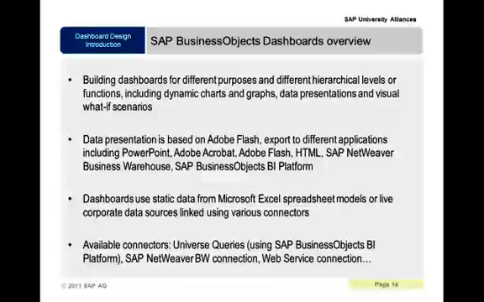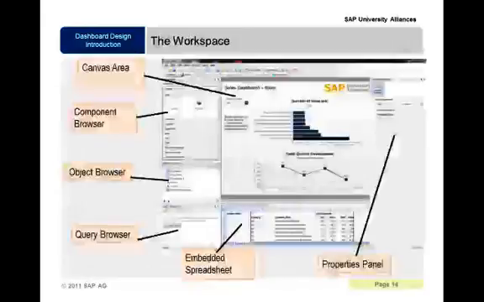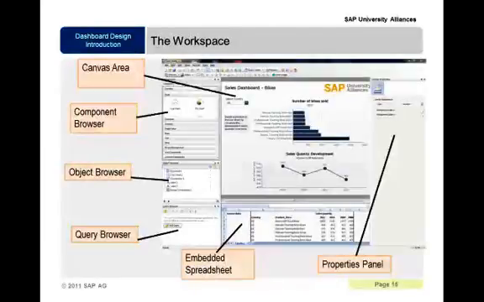For our assignment, we won't be doing that. We'll be using the basic format by embedding an Excel spreadsheet as the data source. The next slide shows the workspace of the dashboard design. It's pretty straightforward, talking about the different areas of the program, such as canvas area, a component browser, and so on. Okay.